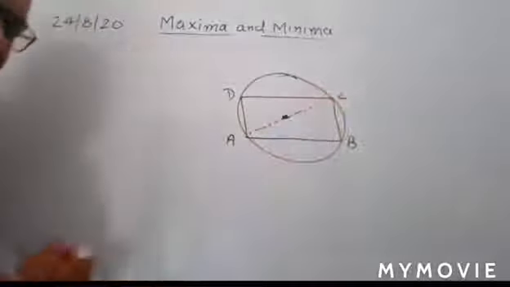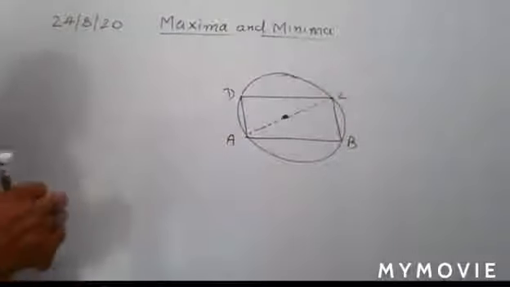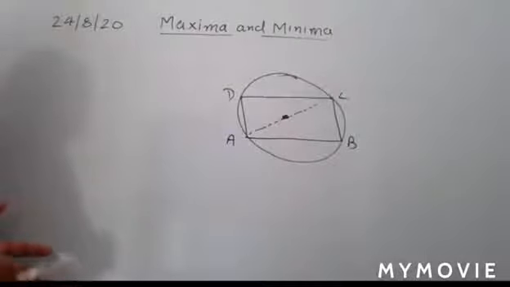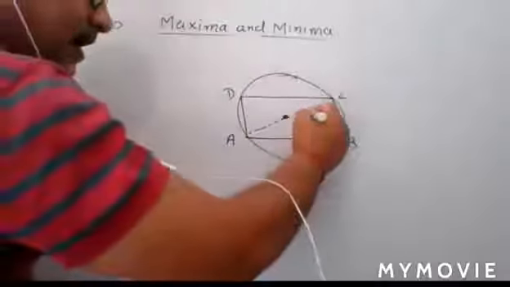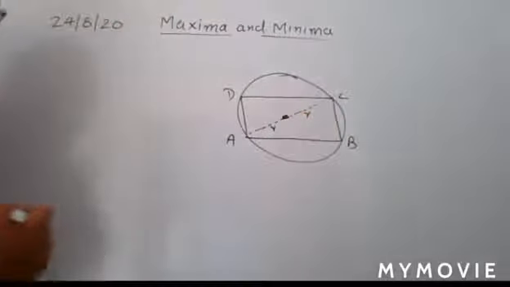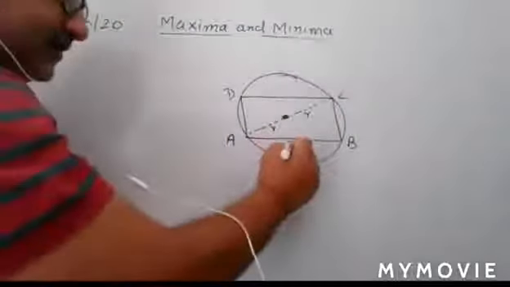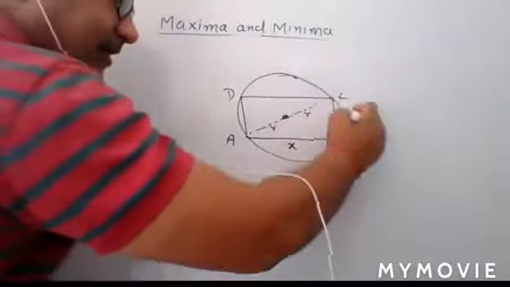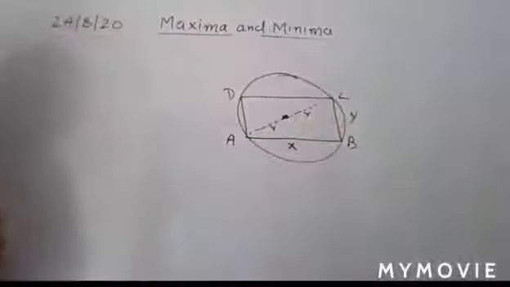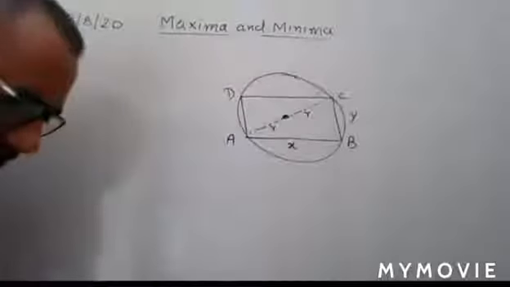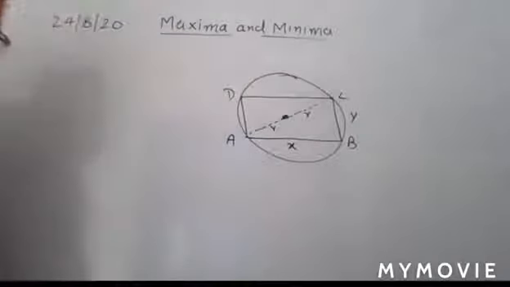So here what is given? A rectangle is inscribed in a circle. What does it mean? Circle is given. So if the circle is given, its radius is fixed. So here you suppose R be the radius of this circle, and X is the length of the rectangle, and Y be its breadth.